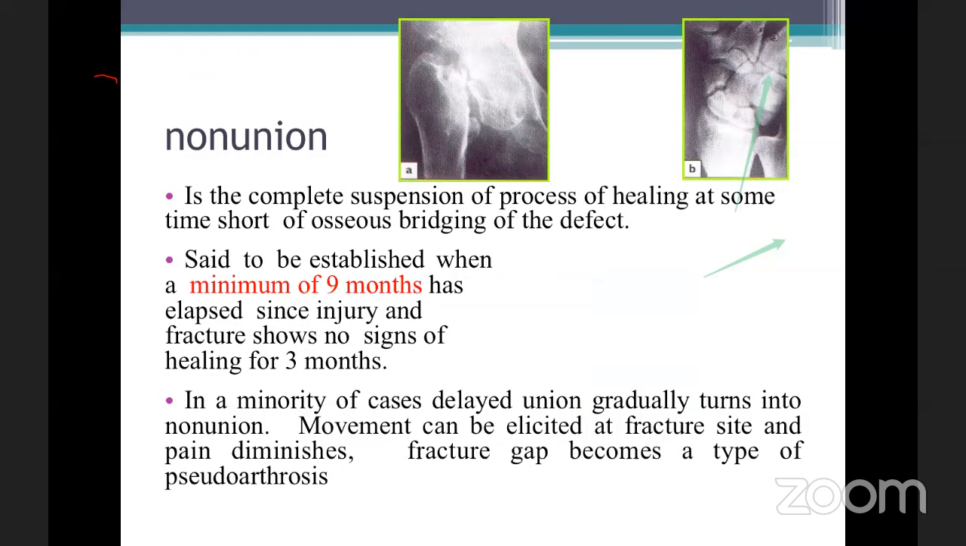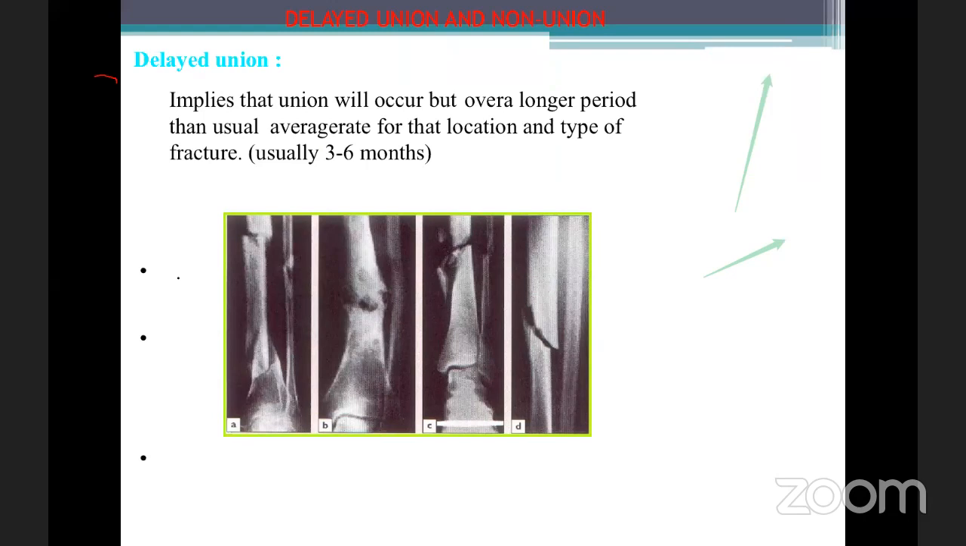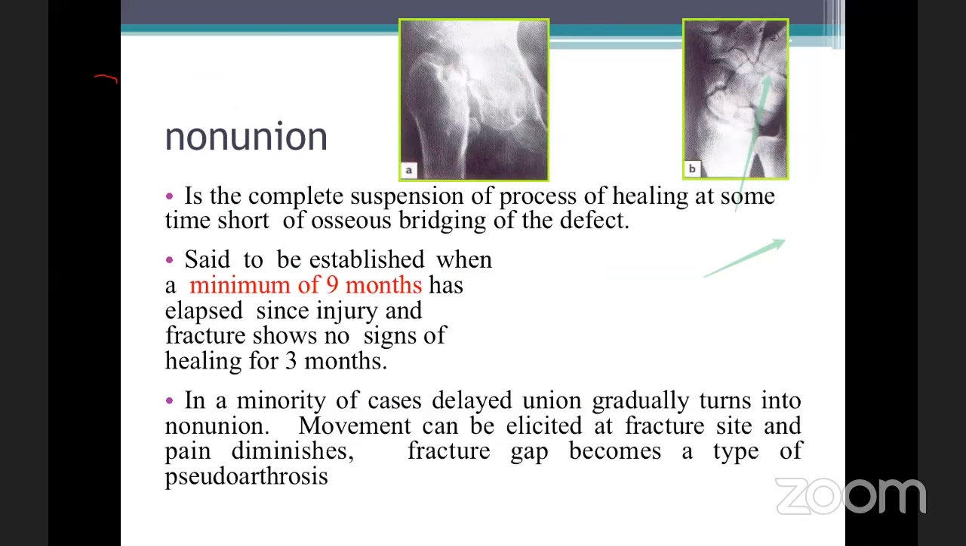And what is non-union? It's a complete suspension of the process of healing at some time of osseous bridging of the defect. So delayed union means the process of healing is still there, but it's delayed, whereas non-union means there is a complete halt in the progression of healing. So non-union is a retrospective diagnosis. That is, non-union has to be established when a minimum of 9 months has been completed following the injury, and the fracture shows no signs of healing even for 3 months of follow-up. So this is the US FDA definition for non-union. Everyone has to know this definition of non-union.